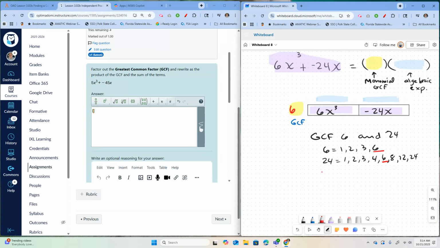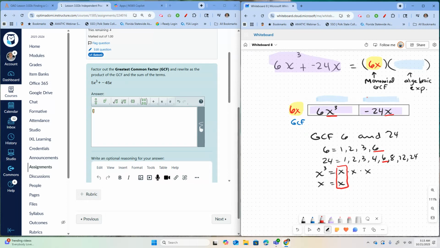Now we're going to do the same thing with the letters. I have here x to the third, and I have an x. I'm going to expand them. So x to the third is x times x times x. 1x is just an x. I hope you notice we have in common 1x, and that's what goes here, in the first parenthesis.